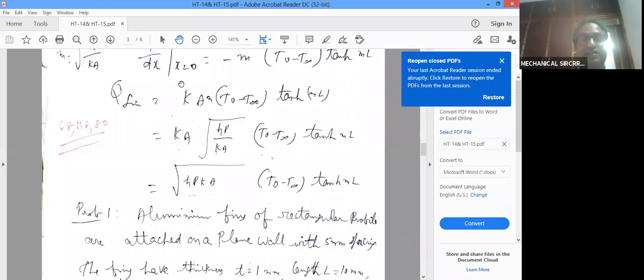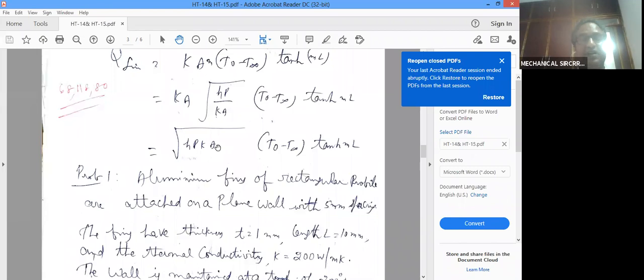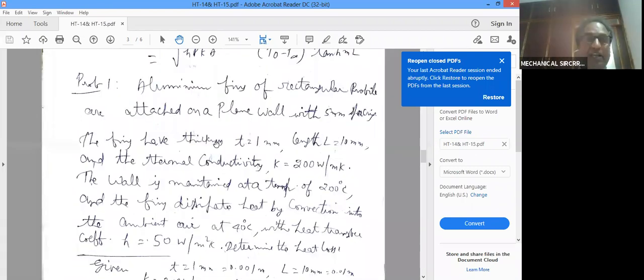So like that, the first case, lengthy fin, is over. And yesterday we took up the second case, the insulated fin. Here also we have completed the derivations: how to derive the equation for temperature distribution, and how to derive the heat transfer rate for an insulated fin. Now in this class we will solve three problems on this insulated fin.